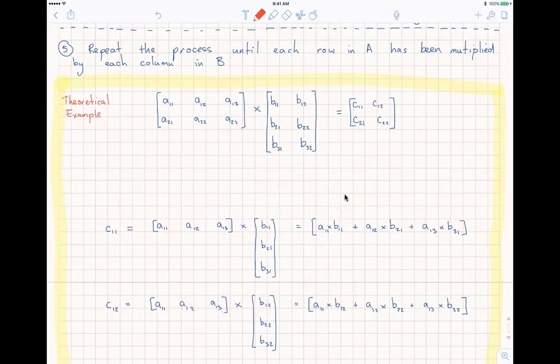And then we're going to take the second row and multiply it by the second column. So there are 4 different things that are going to happen there, so it makes sense that we're going to get a matrix with 4 different elements in it.